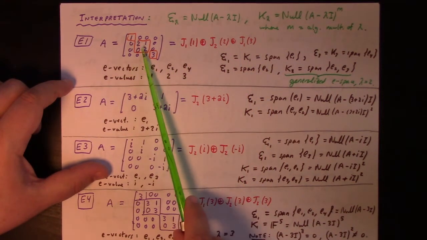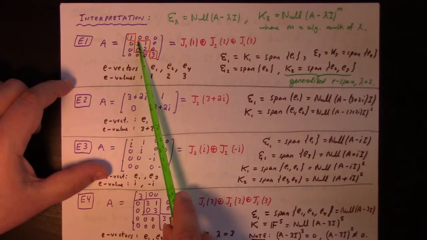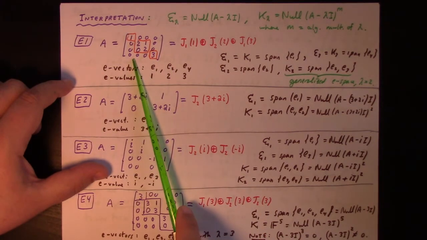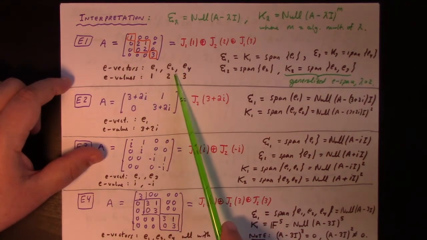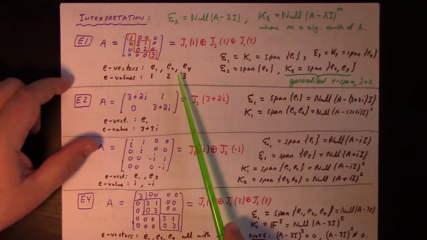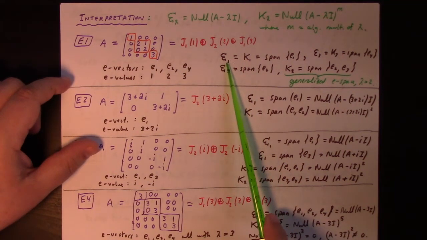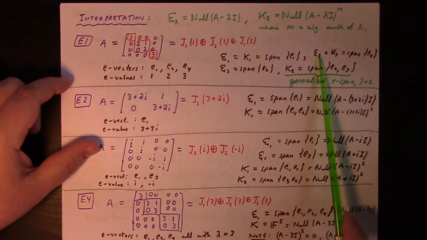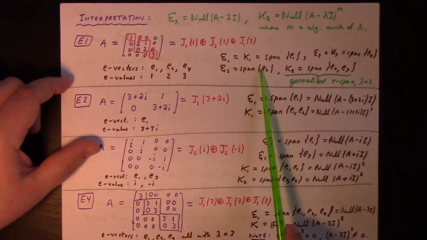Each block gives you an eigenvector. So the eigenvectors here, in fact, are e1, e2, and e4. If the matrix is in Jordan form, the standard basis will be, in fact, a Jordan basis. But generally speaking, finding the Jordan basis requires some work. Anyway, the eigenspace for eigenvalue 1 is just the span of e1. The eigenspace for eigenvalue 3 is just the span of e4. The eigenspace for eigenvalue 2 is just e2.